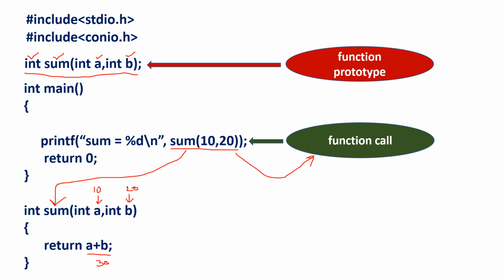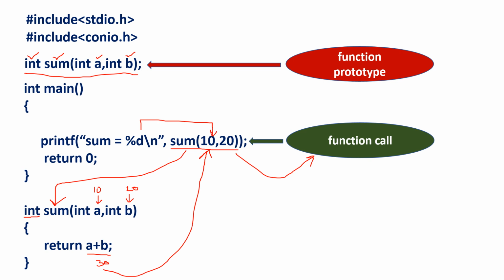Its return type is integer. Why? Because it is giving the 30 value. 30 is integer. That's why its return type is integer. And finally, the 30 value is passed to this particular place, and then we are printing some value. Sum is equal to percentage %d, and here we get value 30.